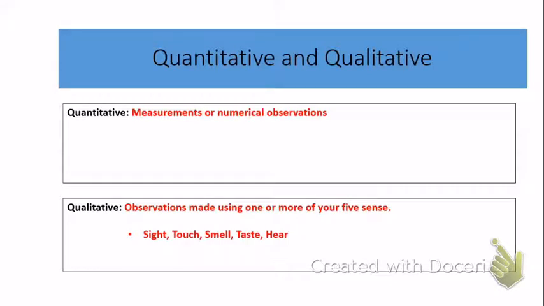First of all, let's look at two types of observations that we make in the chemical laboratory. The first one is qualitative or quantitative observations. These types of observations are used when we make measurements or numerical observations in the chemical laboratory. Qualitative observations are observations that are made using one or more of our five senses, which are sight, touch, smell, taste, and hearing. So qualitative observations are important, using our five senses, but quantitative observations, numerical observations or measurements, are observations that we use quite readily.